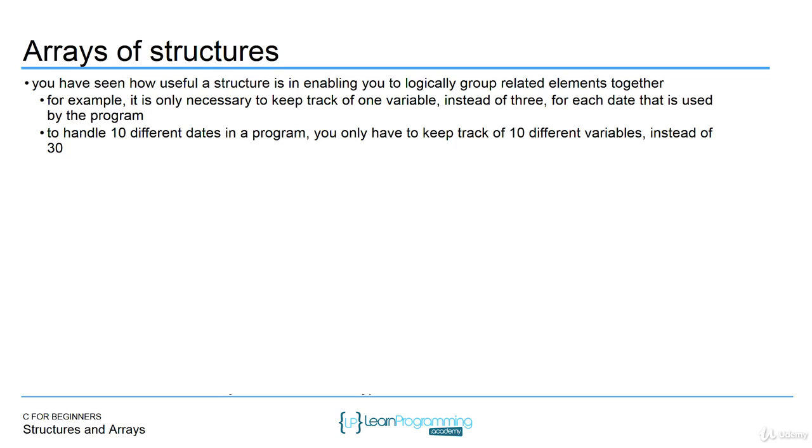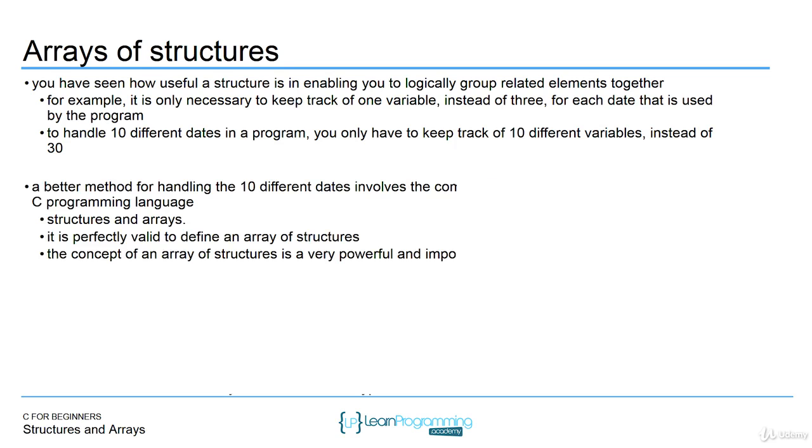You can do that. So for example, it's only necessary to keep track of one variable instead of three for each date that is used by the program. That's the advantage of a structure. If we wanted to handle 10 different dates in a program, we'd have to keep track of 10 different variables instead of 30, because remember, the structure contains 3 variables inside of itself. 10 different variables is still kind of a lot, so it's really not the optimal way to go. You'd probably want to create an array, because you'd have 10 of the same type, just like you'd have 10 ints. They'd just be a structure type.